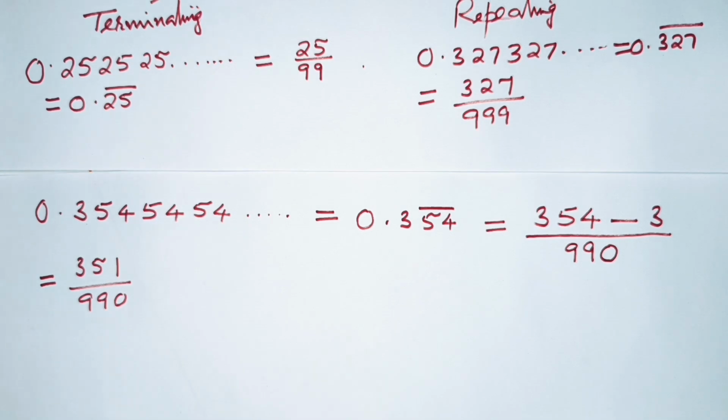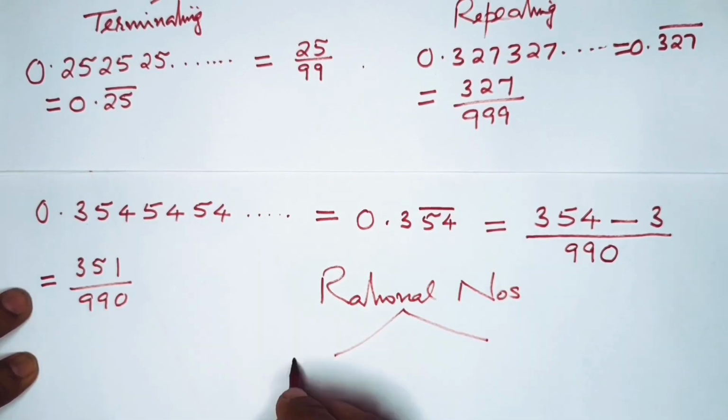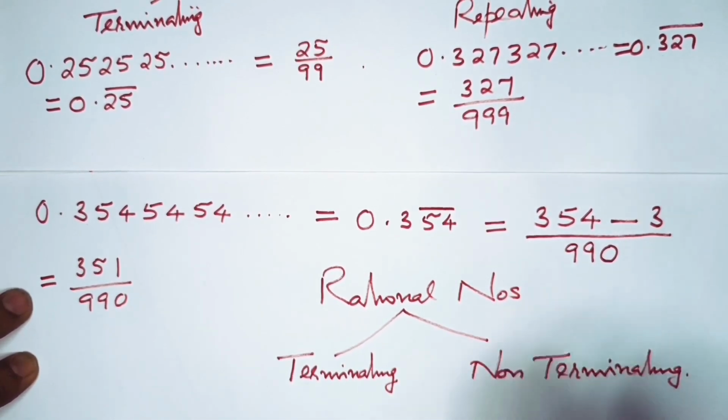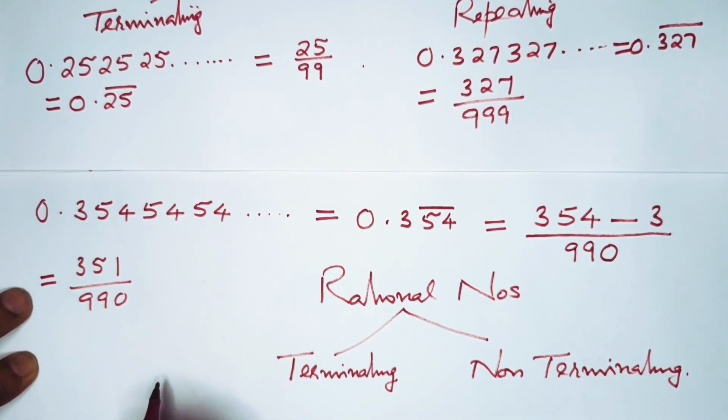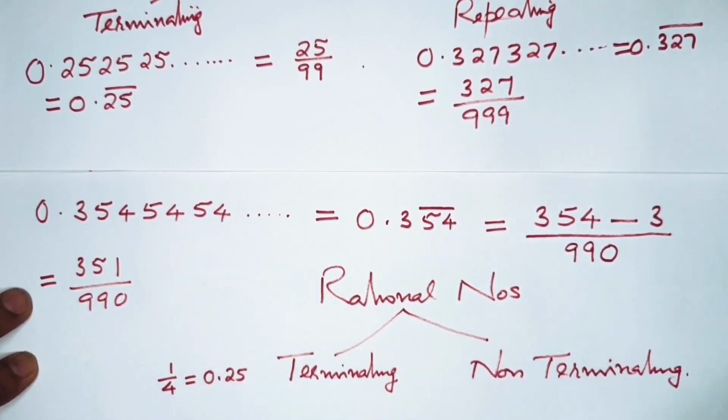What is the final observation you can make here? Rational numbers you can broadly divide into terminating and non-terminating. Terminating, I showed you one example. I can show many examples. See, you take 1 by 4. If you convert this into decimal, that will be just 0.25. It ends there. It doesn't go on.